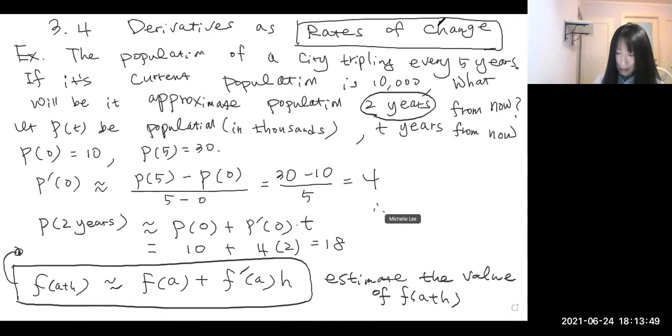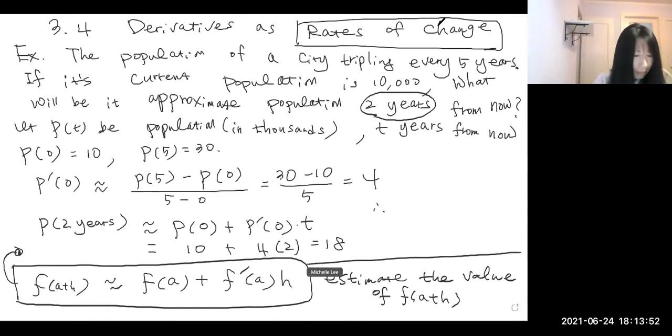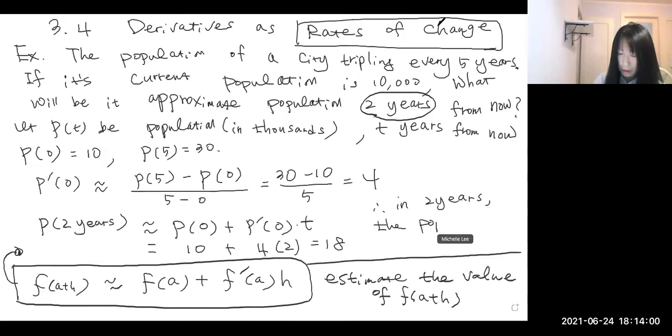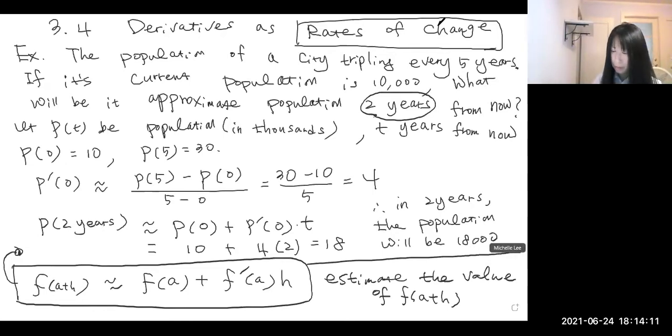So let us conclude. This means in 2 years, the population will be 18, and we're missing the thousands, so 18,000, in this case.